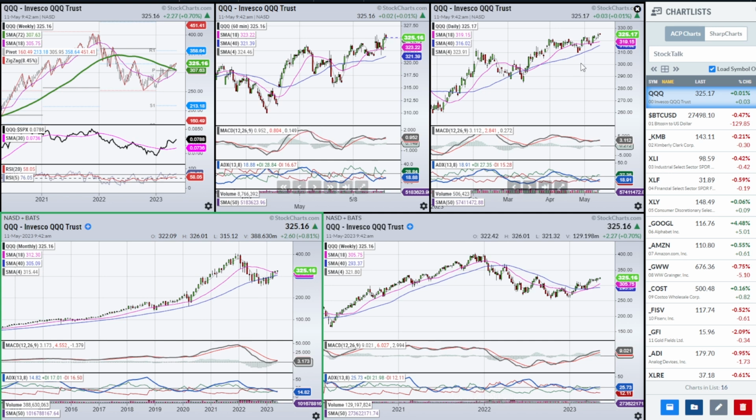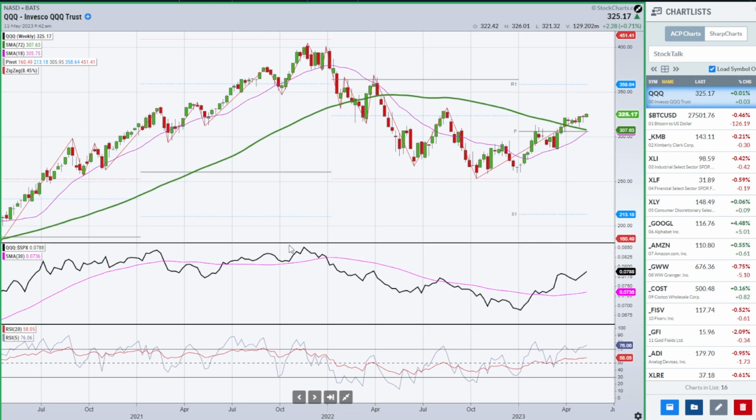All right, the QQQ. So it is moving to the upside, right? I mean, we're making higher highs and higher lows. And you can see on a relative basis, let's just zero in on this. You can see we broke the downtrend line, and now we have the 30 of the RS line rising underneath. I mean, on a relative basis, it is pretty impressive what's going on. We're still above a rising 18-week line.